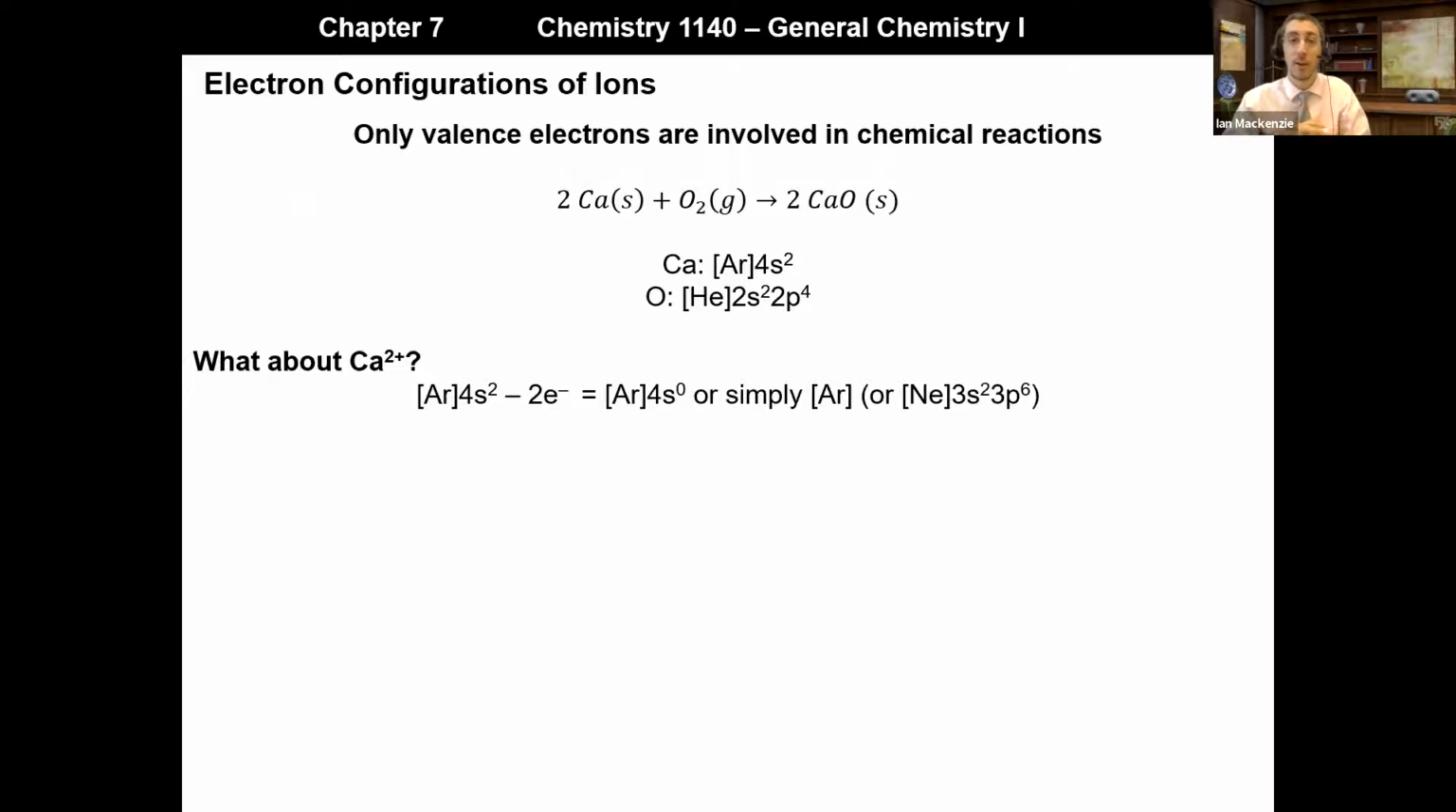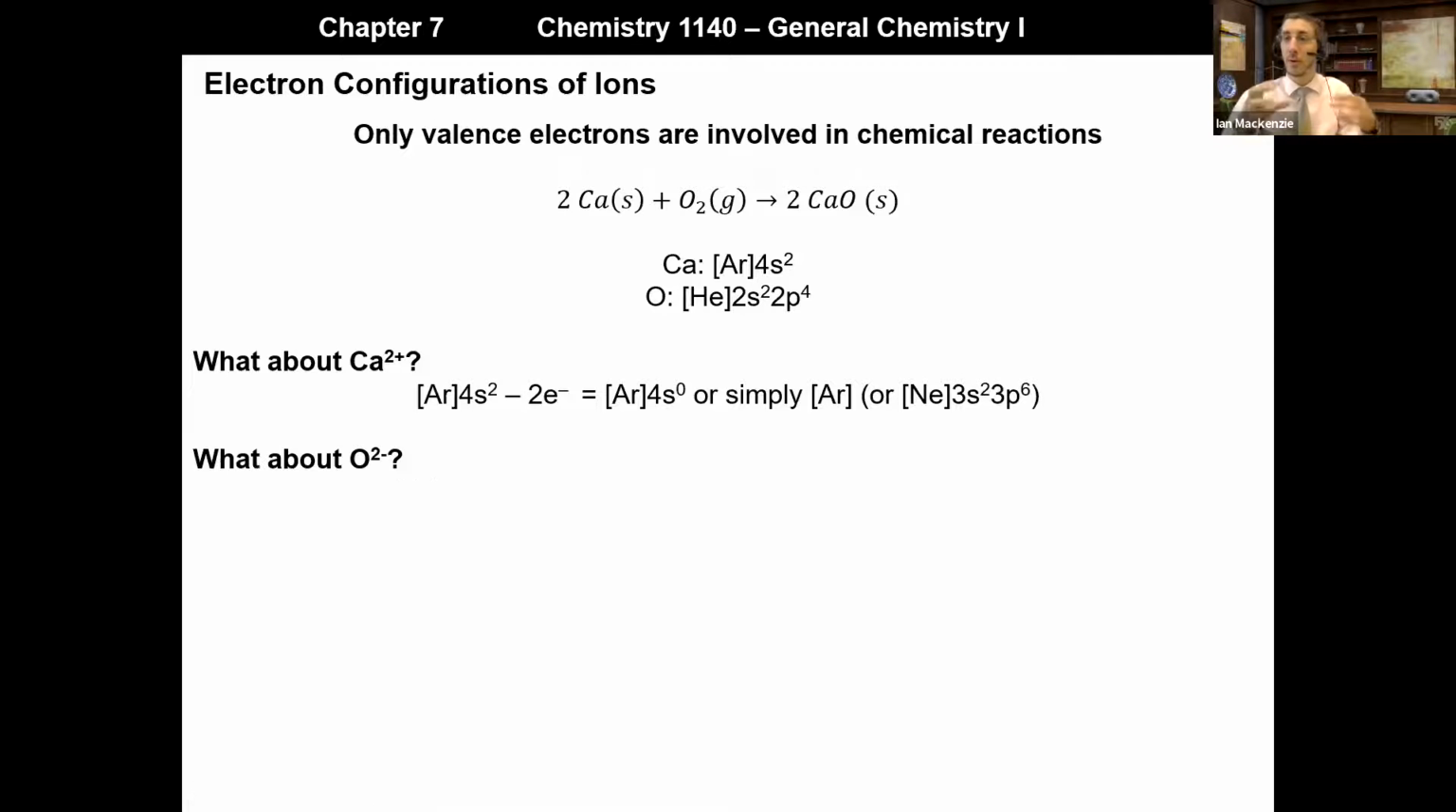Well, those 2 electrons are lost as the valence electrons. So it loses its 2 electrons in the 4s orbital. And we're left then with just the electrons in the argon configuration. And so we can either draw it with 4s0, or really anything that's got 0 electrons in it, we can simply leave off. And so we can write it as argon in brackets, or the condensed version of argon, which is neon in brackets, 3s2, 3p6.